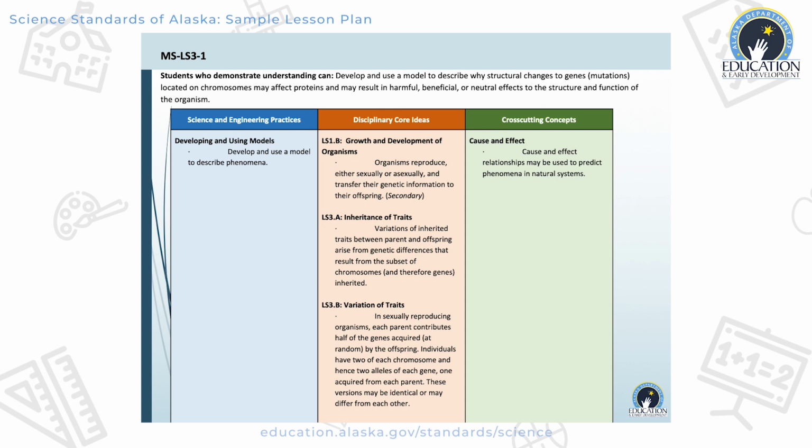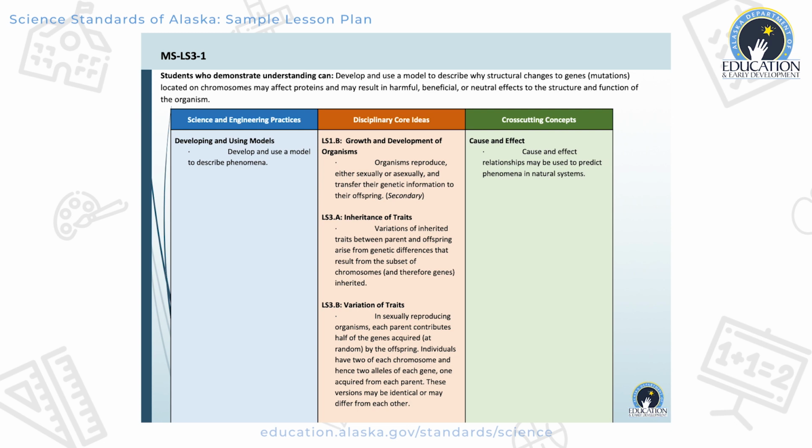Under the disciplinary core ideas, we've hit on a lot of these here: growth and development of organisms. Organisms reproduce either sexually or asexually and transfer their genetic information to their offspring. This covers the inheritance of traits. The variations of inherited traits between parent and offspring arise from genetic differences that result from the subset of chromosomes and therefore genes inherited. And this also shows the variation of traits from sexual reproduction.